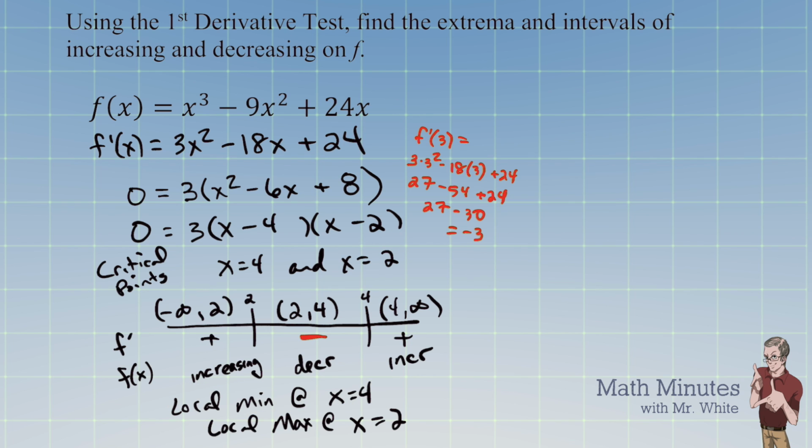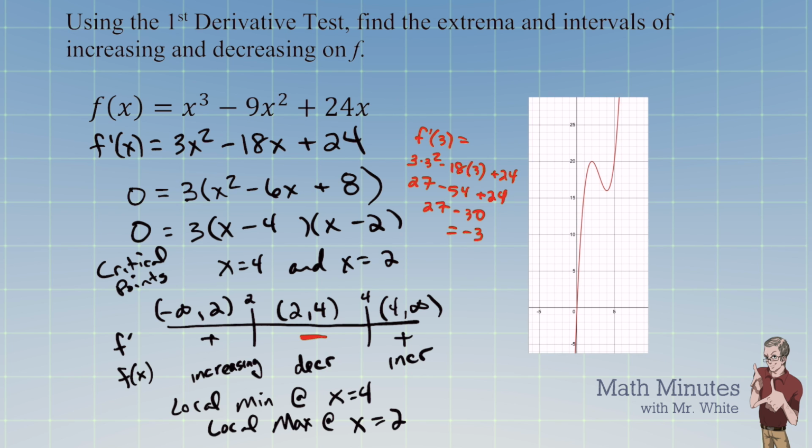Now, I didn't put the y values there. You can find the actual minimum value by running it through the original function up top, or you can find the actual maximum, like what would be our maximum profit. We'd have to go back up and plug it into our original function to work that out, which is something you could do. I'm not going to do it here.